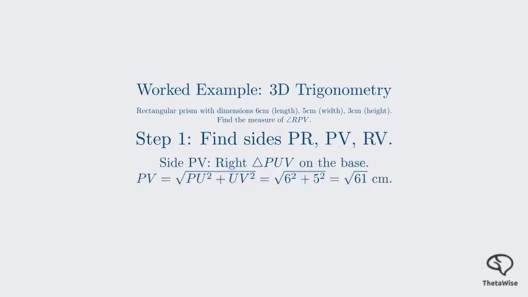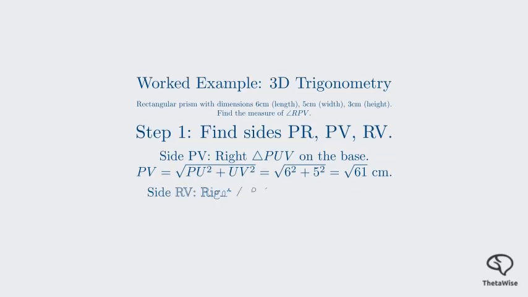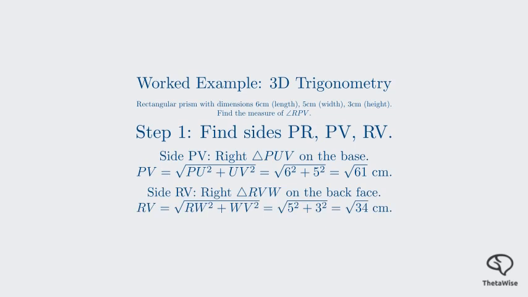To find PV, consider the right-angled triangle on the bottom face. Using Pythagoras' theorem, PV equals the square root of 6 squared plus 5 squared, which is the square root of 61. Next, for RV, consider the right-angled triangle RVW on the back face. RW is the same as PV, which is 5, and VW is 3. So RV equals the square root of 5 squared plus 3 squared, which is the square root of 34.